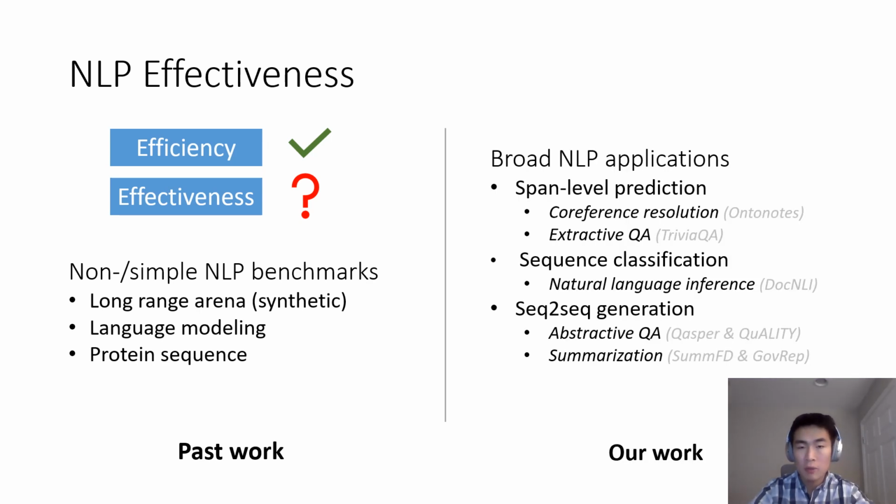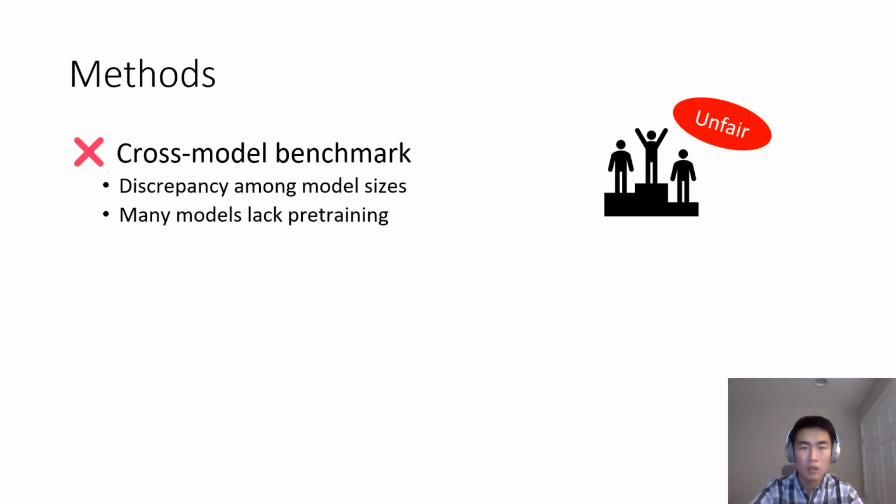Instead, we try to cover a broad range of NLP applications, including span level prediction, for example, coreference resolution and extractive question answering, sequence classification, for example, natural language inference, sequence to sequence generation, for example, abstractive QA, and summarization. We cover 5 different NLP tasks and 7 datasets, trying to provide a general guidance for the NLP practitioners concerned with long documents. We note our method is not a cross-model benchmark.